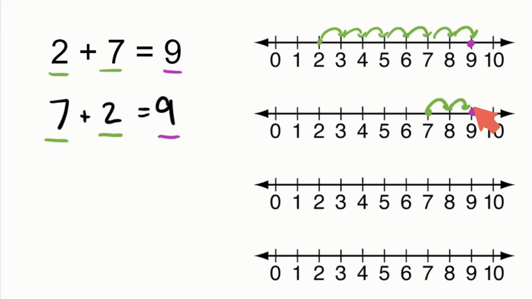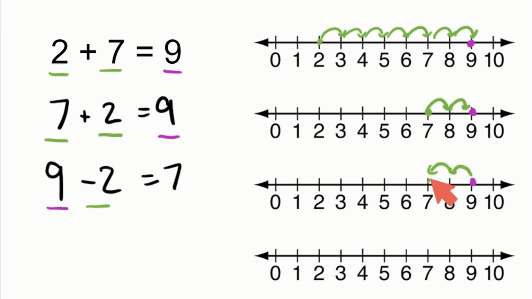Now, are there any other equations we can write involving these three numbers? I could write a subtraction problem where we have 9 minus 2 equals 7, and checking on my number line, starting with 9, and if I take away 2, if I move left 2, I see that I'll land at 7. So we know that this third equation is true.